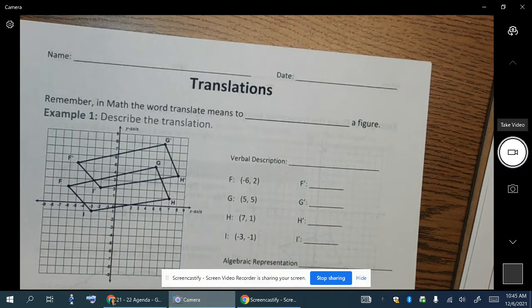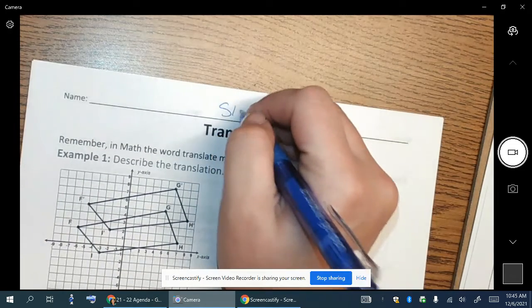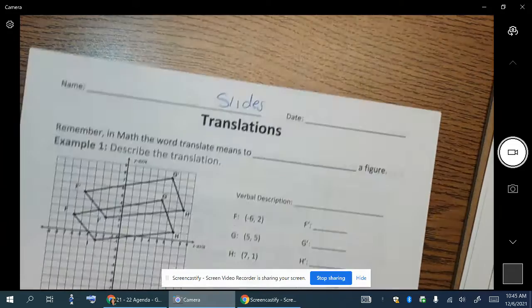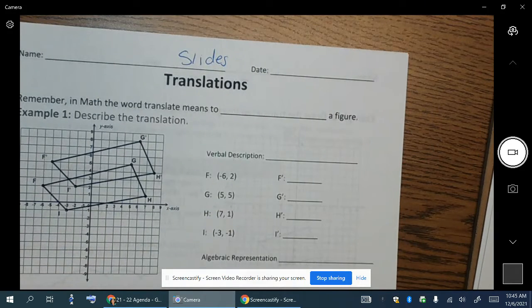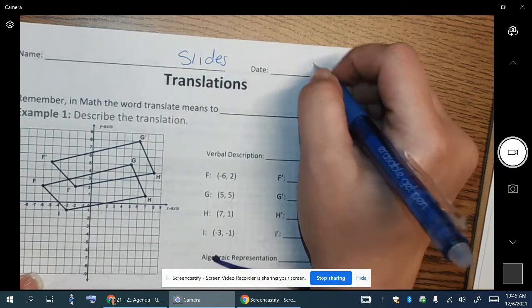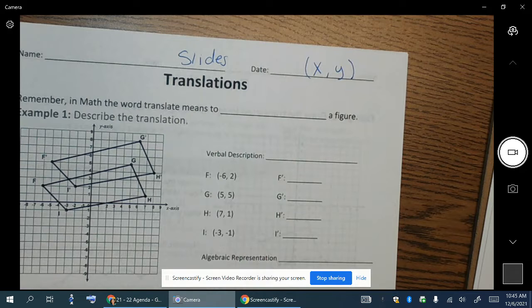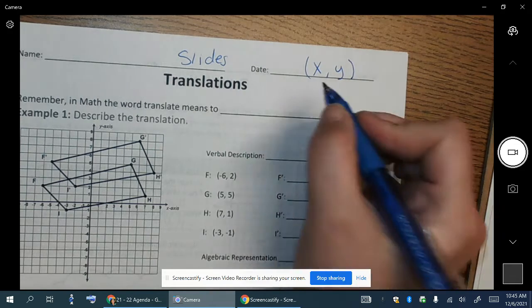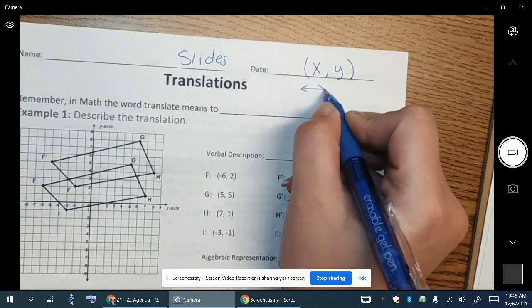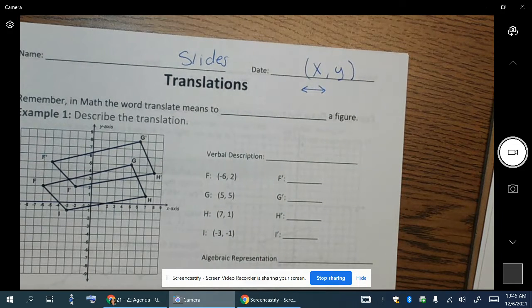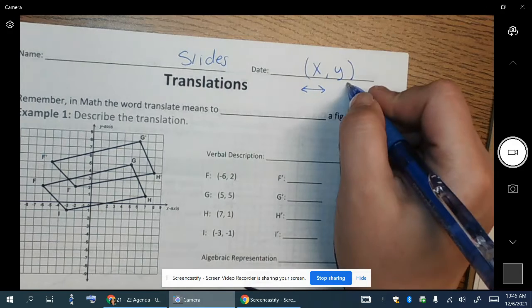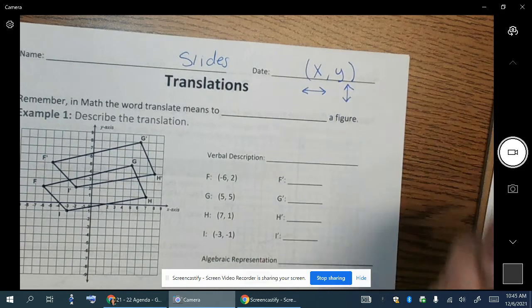Right, so translation. We just said that translations means to what? Slide. Translations are slide. Okay. So you have to remember when we're doing coordinate pairs and coordinate grids, that it's always x, comma, y. And x tells you you're doing what direction? Left or right? It's either left or right. The y values are always doing what? Up and down. Good. No, you get this. Down.